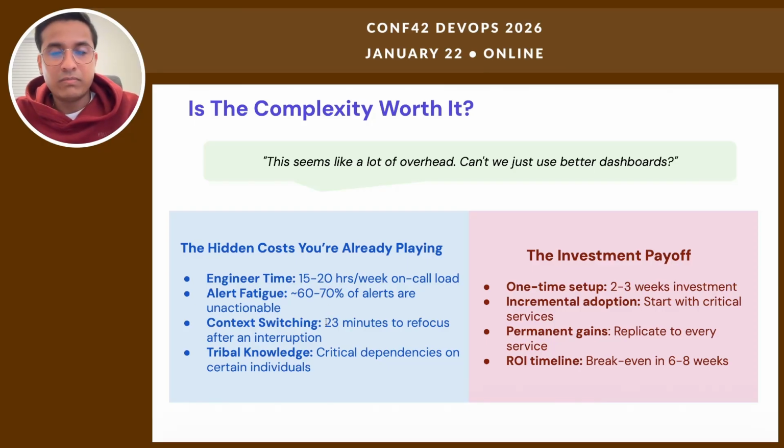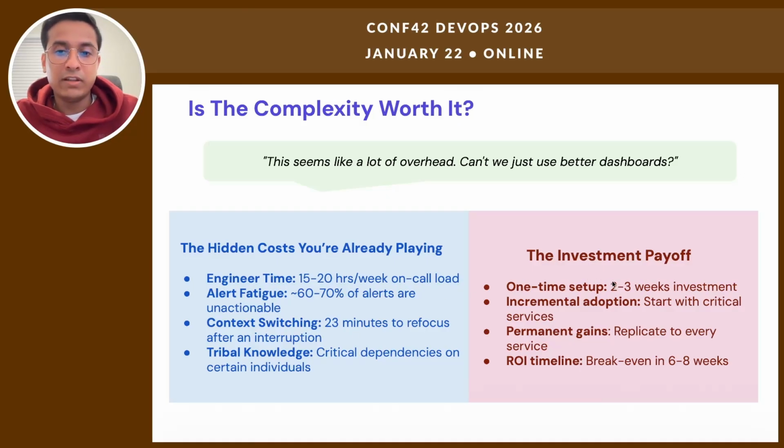Context switching. There is a massive amount of study done here: it takes 23 minutes to refocus after an interruption, whether it be just chatting with a colleague or something else, for you to get in the zone. And we all have been hurt by this multiple times. I have been, over my career of 10 years. And then tribal knowledge, like critical dependencies on certain individuals, and you become the bottleneck in the whole process.